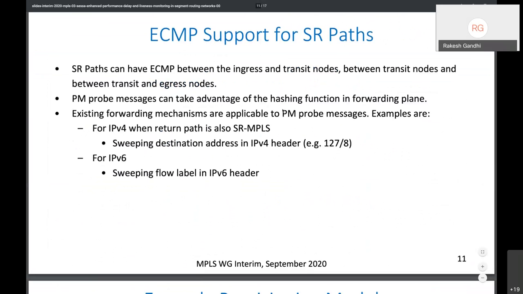So the solution also allows exploring the ECMP paths, which are typical for an SR network, for an SR policy, for example. It's done by taking advantage of the hashing function in the forwarding plane. So it could be sweeping the loopback addresses, for IPv4 the 127 address, or for IPv6, for example, sweeping the flow label in the header. Next slide, please.